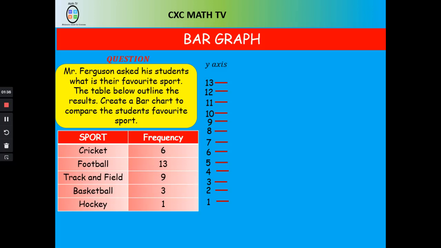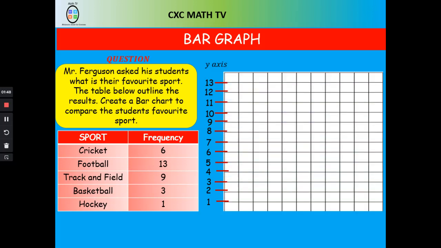6% in the class say cricket, 13% say football, 9% say track and field, 3% say basketball, and 1% says hockey. So the first thing is, notice they already labeled the y-axis for us. And on the y-axis, we know this is our frequency. And on the x-axis, we know that is going to be the favorite sport, right?